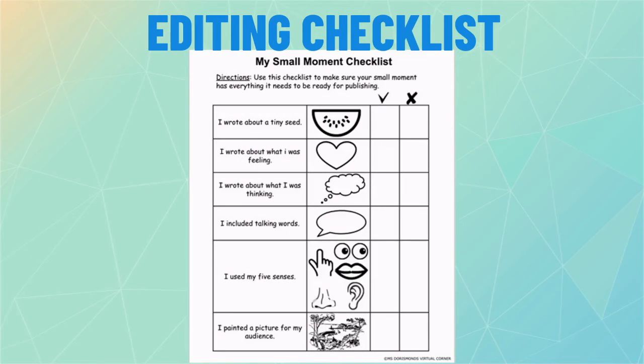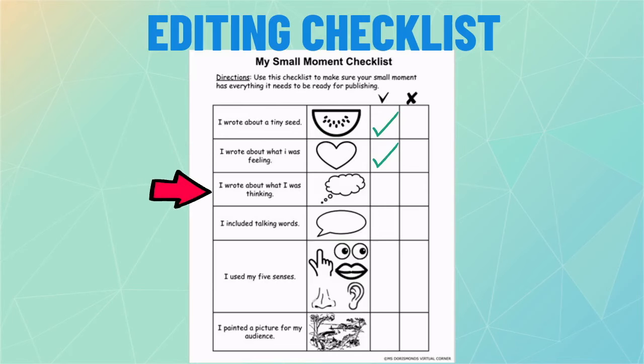Here is my checklist. Did I write about a tiny seed? Well, my story is about a small moment in time and is a part of a bigger story about my day at the park. So, yes, I can check that off of my checklist. Did I write about how I was feeling during my small moment? Well, I wrote about how excited I was to play basketball. So, yes, I did. I can check that part off of my checklist.